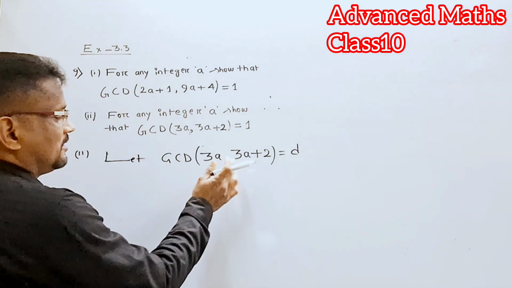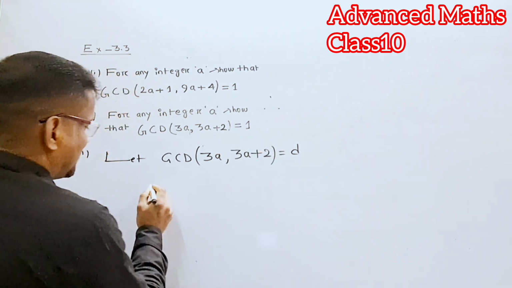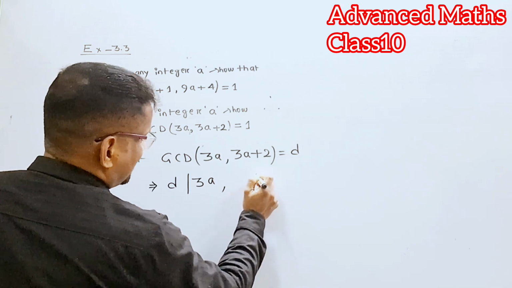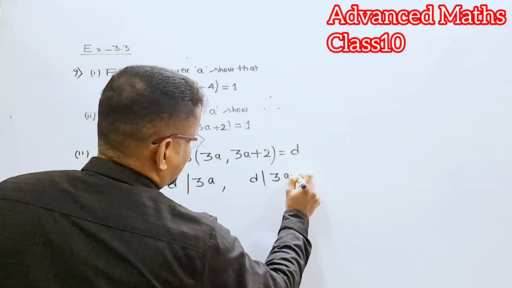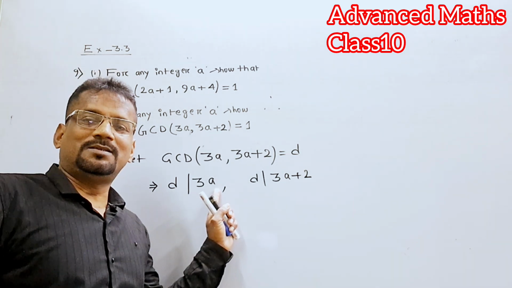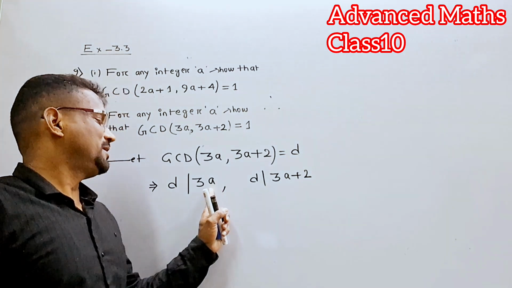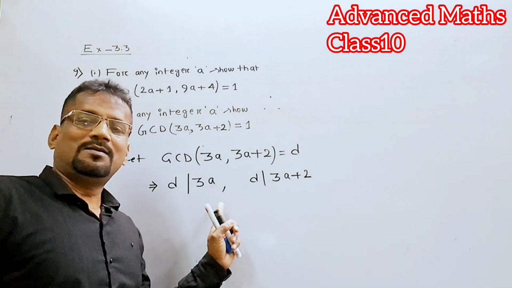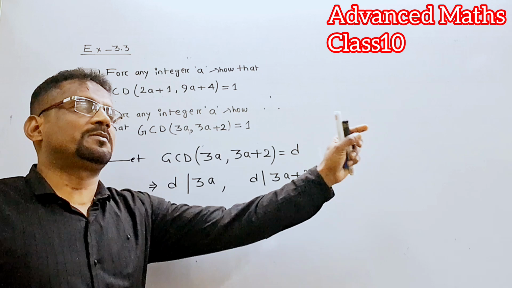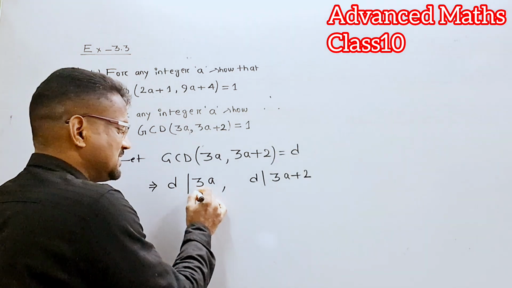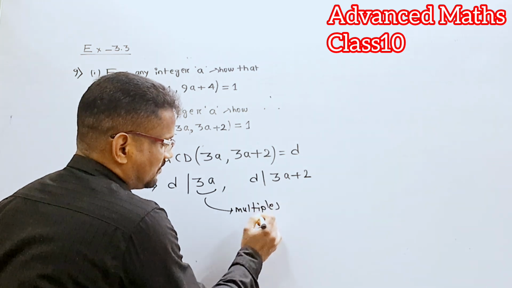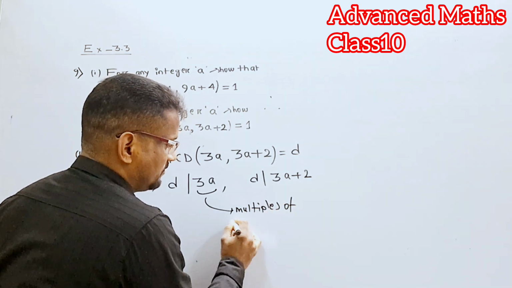Now, let the GCD of these two be D. Then D divides 3a as well as D divides 3a + 2. Now you see, a is any integer. As a is any integer, that means 3a is a multiple of 3. Whatever you take, 1, 2, 3, 4, 5, 6, all are nothing but multiples of 3. Most important step: multiples of 3.